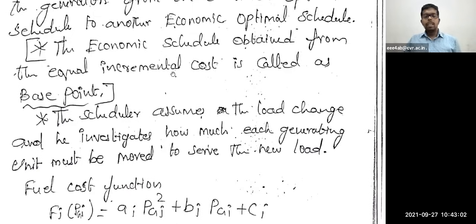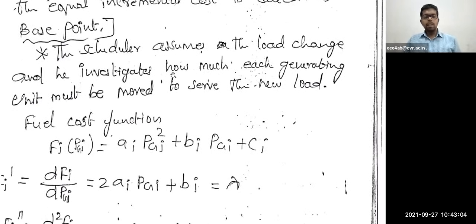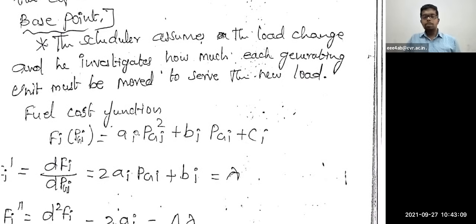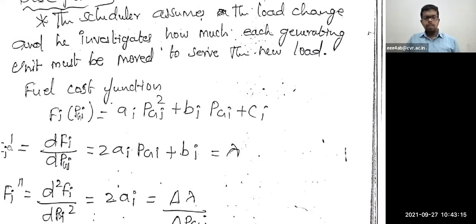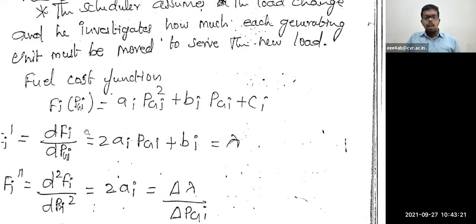So if you see the fuel cost function, what is the fuel cost function? Fi of PGi is equal to ai PGi square plus bi PGi plus ci. So what is lambda? How to find out lambda? We have to differentiate this fuel cost with respect to PGi and equate it to lambda. While differentiating, you will get 2ai PGi plus bi. That is nothing but lambda. That is nothing but Fi dash.